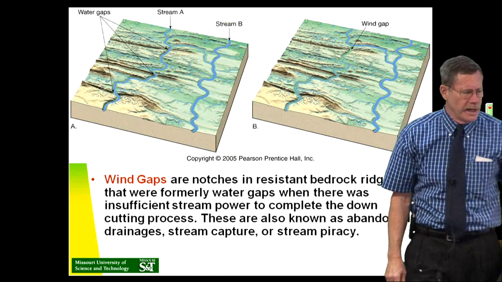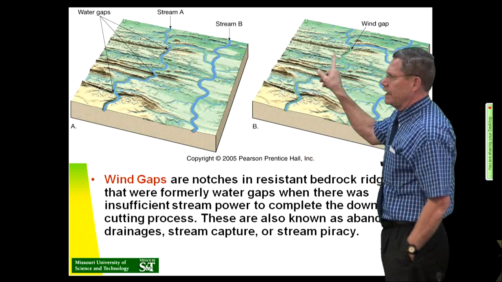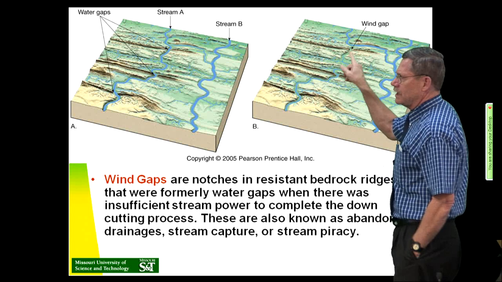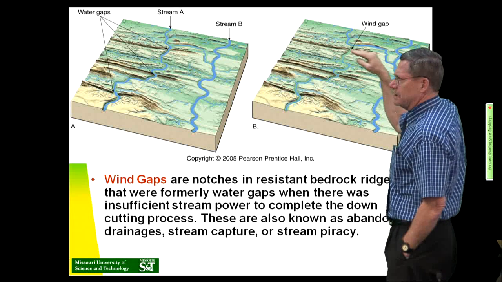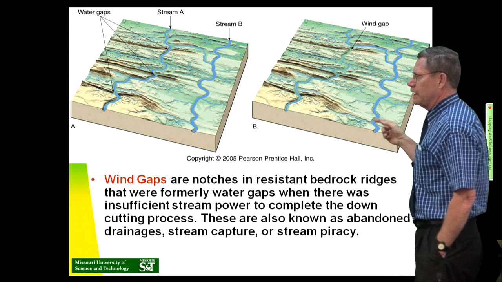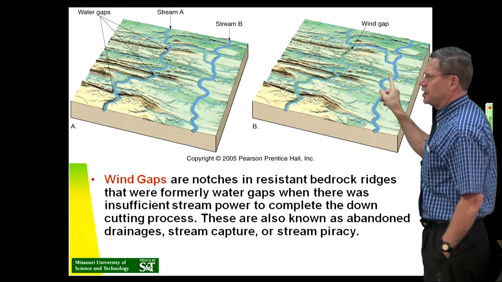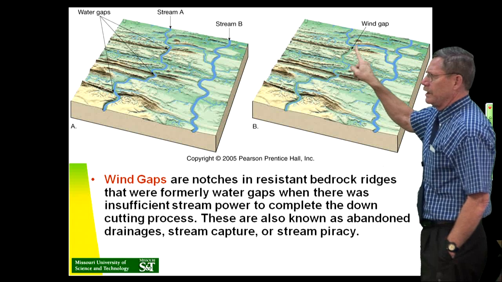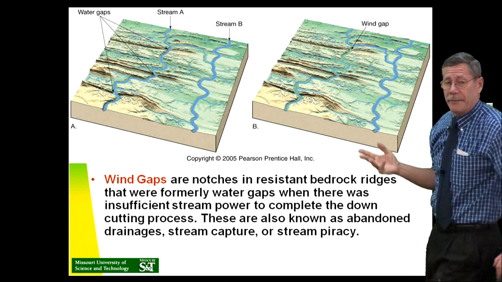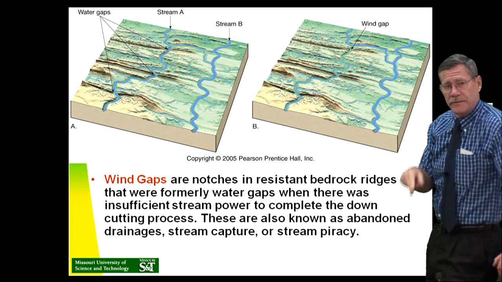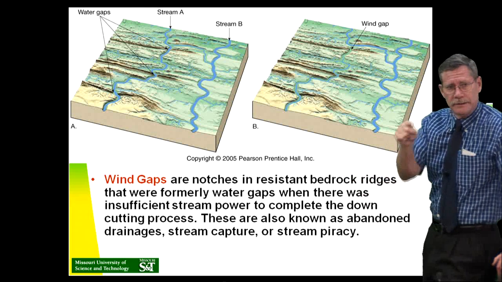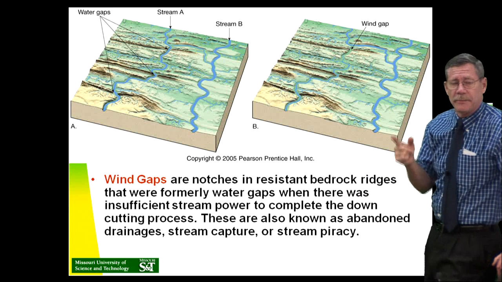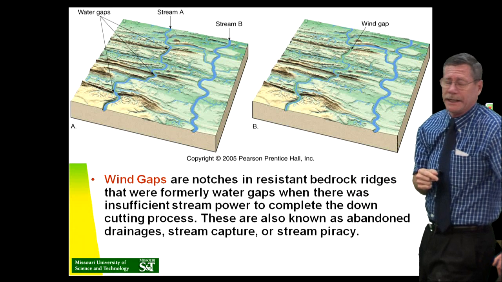It becomes a wind gap when it gets pinched off and there's insufficient stream power to keep pace with the uplift of that resistant unit. And so here we get stream piracy. Another channel comes over and pirates this watershed, and it leaves you a wind gap. The Cumberland Gap, which was the great thoroughfare between the eastern seaboard and the Ohio Valley, is one such wind gap on the upper end of the ancestral Potomac River drainage.